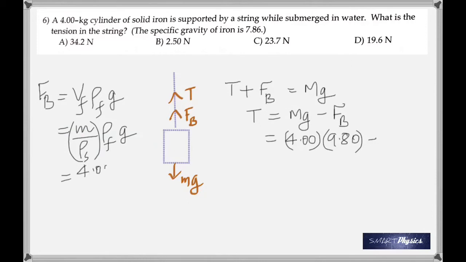So that is 4 kilograms divided by the density, which is 7860 in kilogram per meter cube.